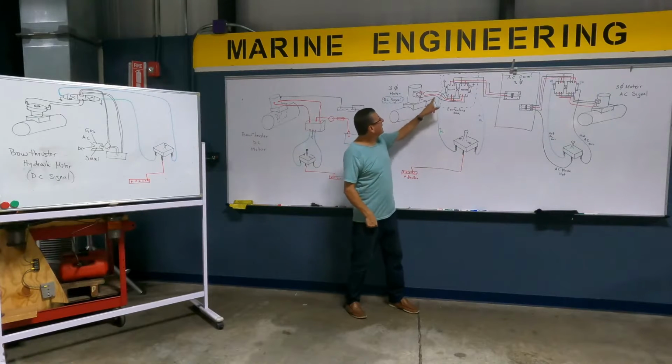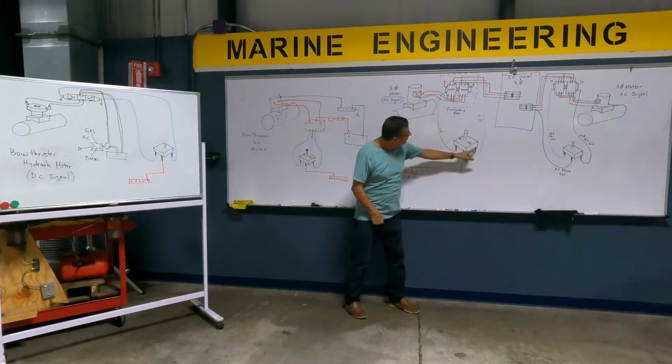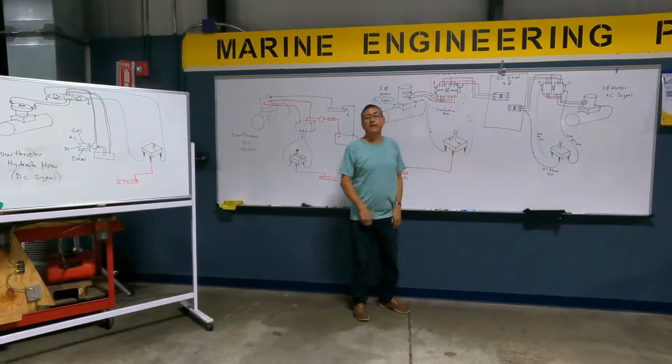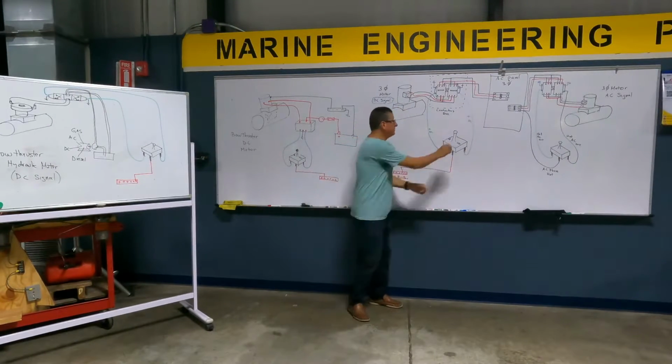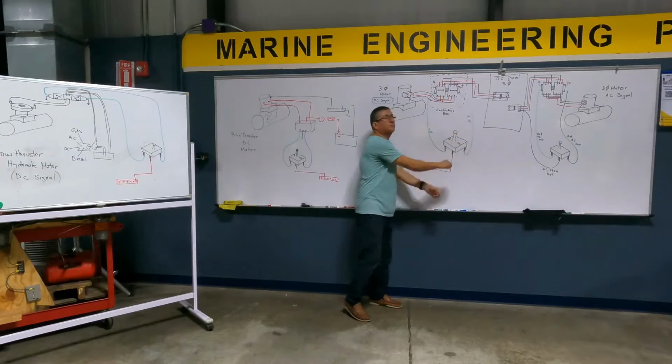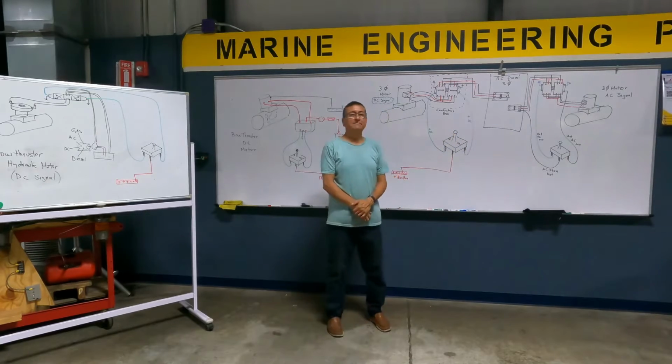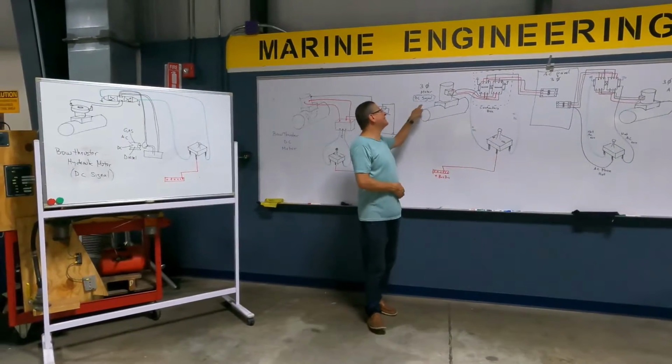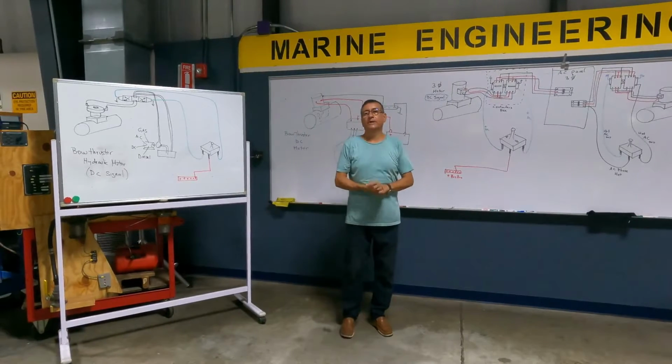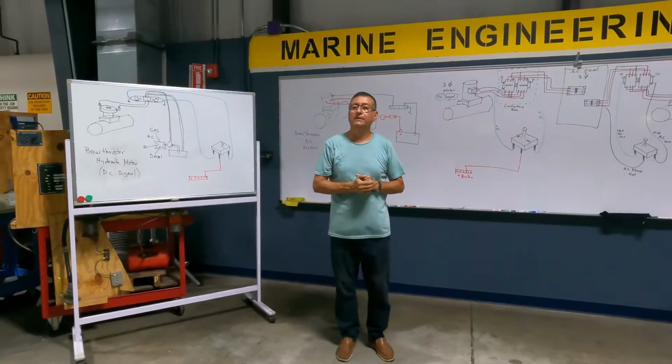From one side, I activate this breaker. From the other side, I activate the second breaker. And bingo, finito. This is starboard side and this is port side. With an AC motor, DC signal. Question about that one.